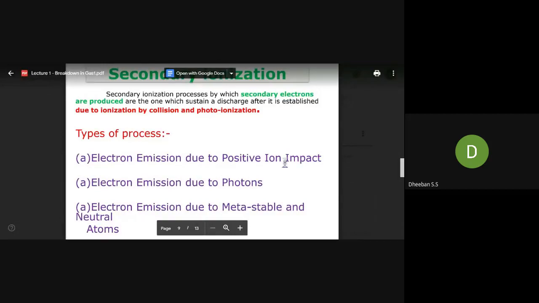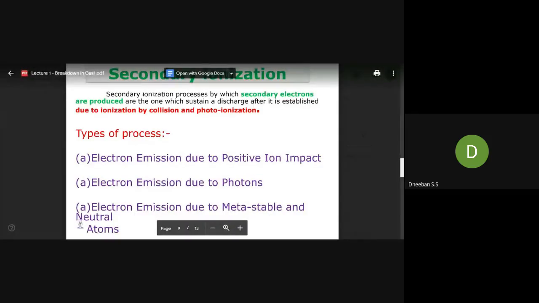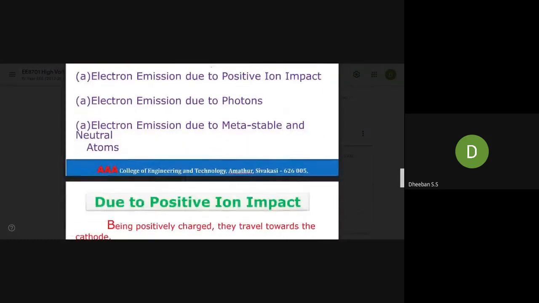So what are the types? The types of this process include electron emission due to positive ion impact, which you know, electron emission due to the photon, electron emission due to metastable and neutral atom. So mainly it will be due to the positive ions, photons, and finally the neutral atom.